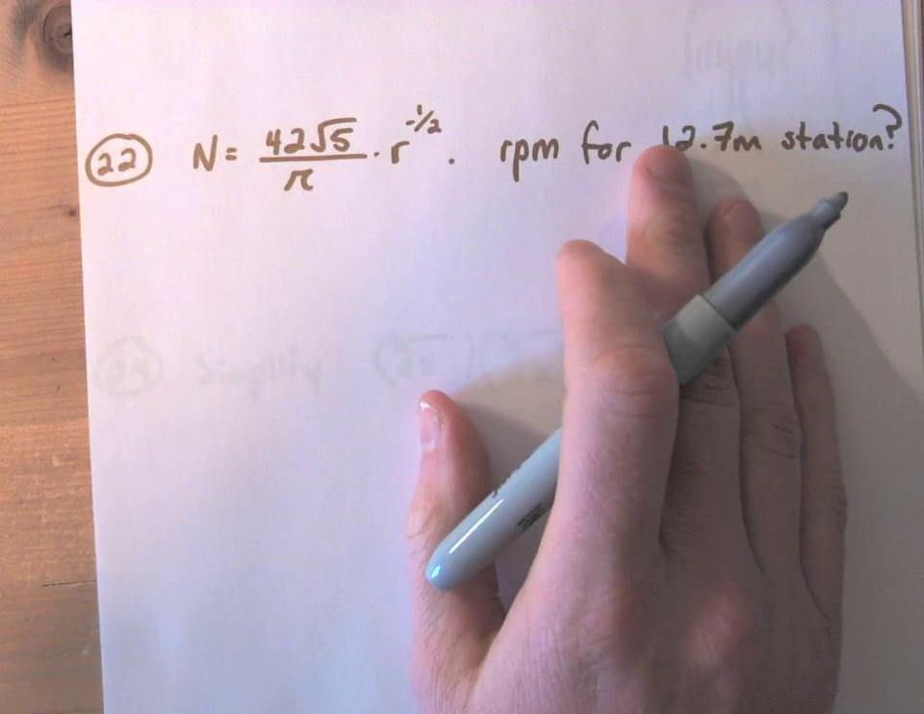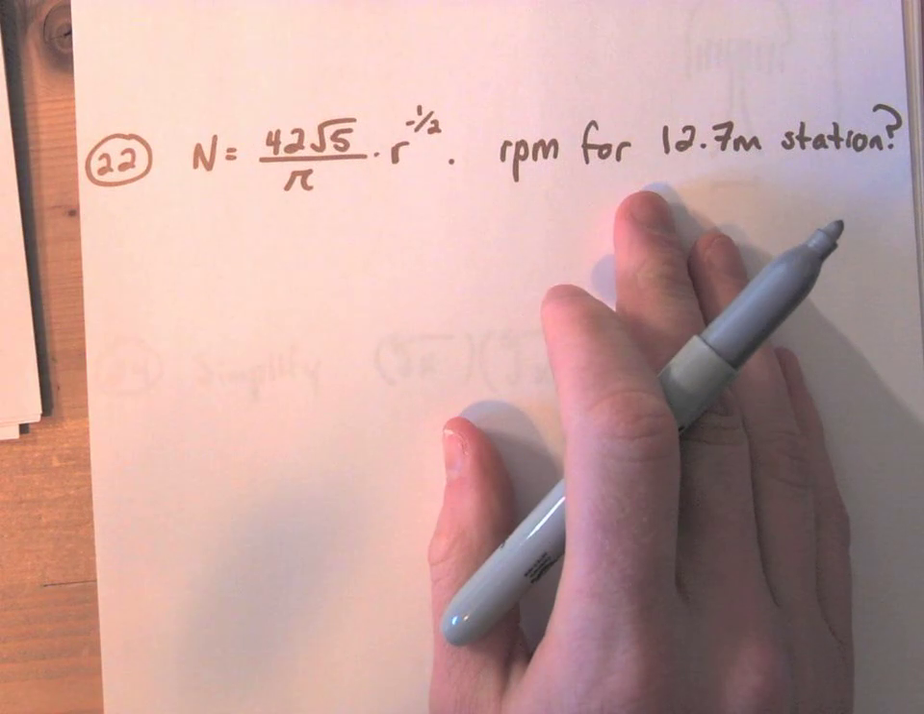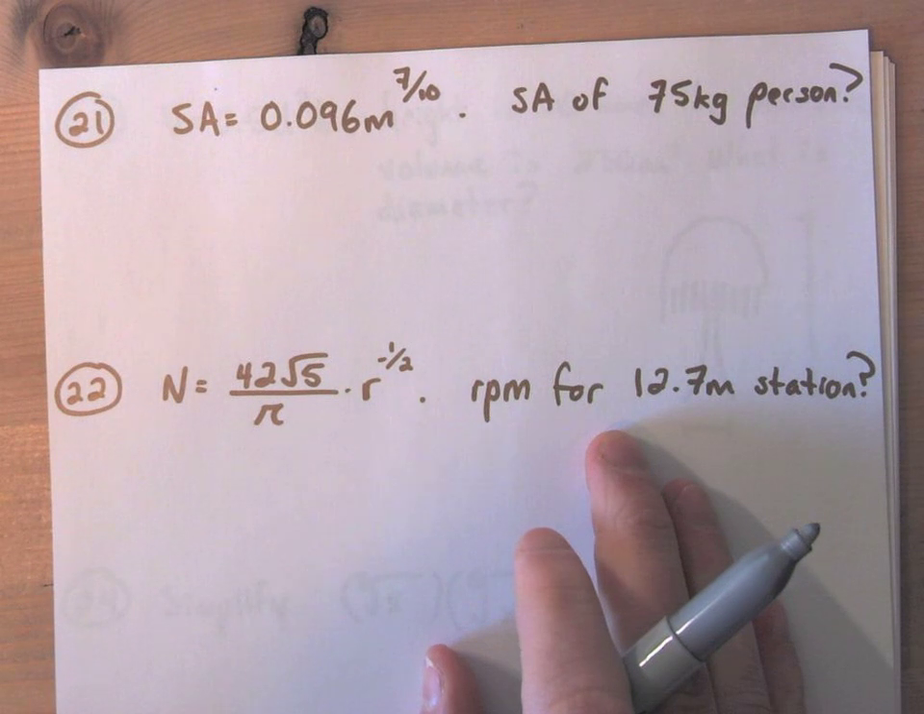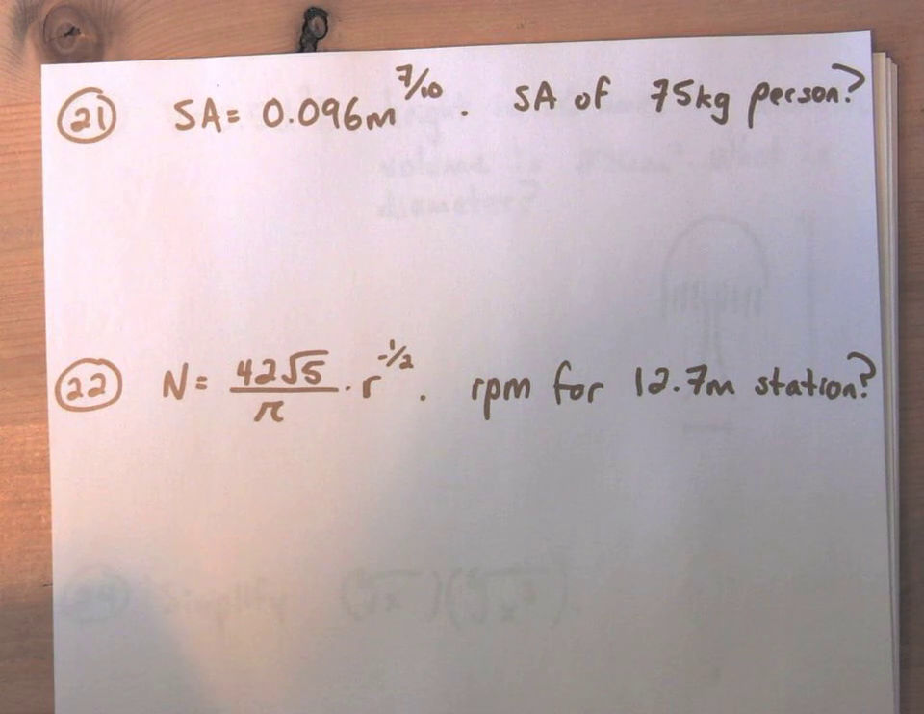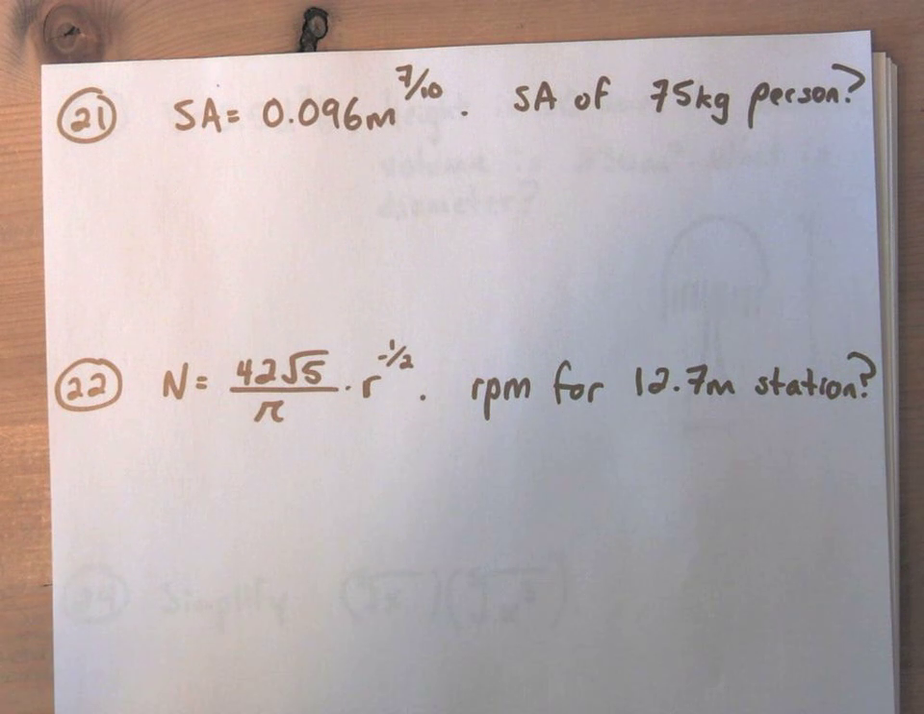Question 21. So this one has a lot of writing, but I wrote down the gist of it. It's just that. So it says a lot. It says the formula for approximate surface area in square meters of a person's body is surface area equals 0.096 m to the power 7 over 10, where m is the person's mass, in kilograms. Calculate the surface area of a person with mass 75 kilograms to the nearest hundredth. And it says calculator.